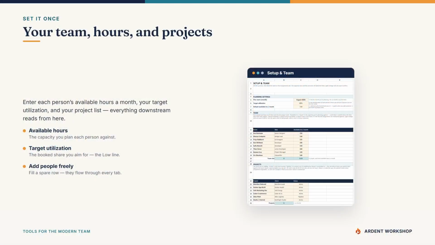It starts on the Setup tab. List your people and give each one an honest available hours figure, the time in their month that can actually go to project work. Set your target utilization, add your projects, and you're ready. Everything downstream reads from here, so you set it once.